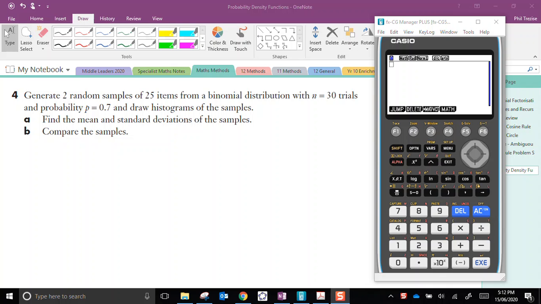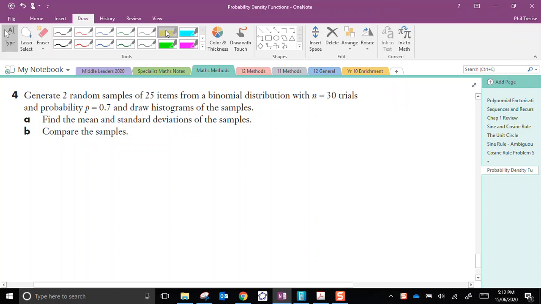Hi everyone, in this lesson we're going to use our CG50 calculators to do some more binomial probability simulations. So let's take a look at what we're doing in this first one. We need two random samples, 25 items in each sample. It's a binomial distribution, n equals 30, and the probability of success is 0.7.